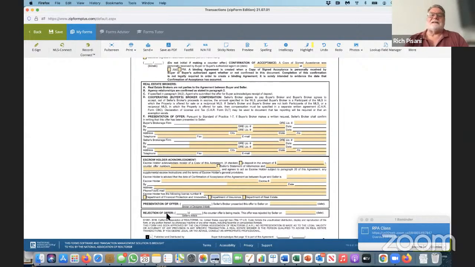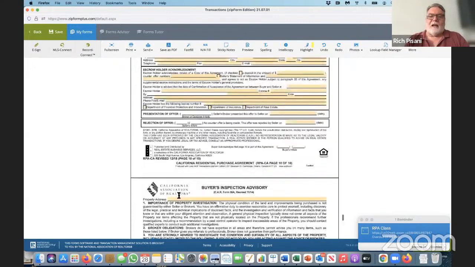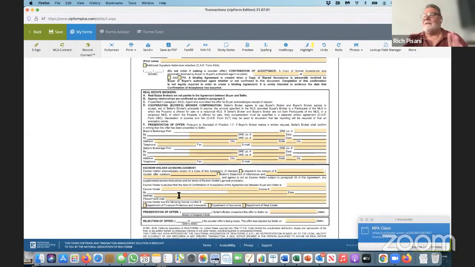Is it a good practice? Absolutely. If somebody wants proof that their offer was rejected by the seller, just send them the page and have them initial the rejection. So that is the RPA. I've taken up enough of your time.